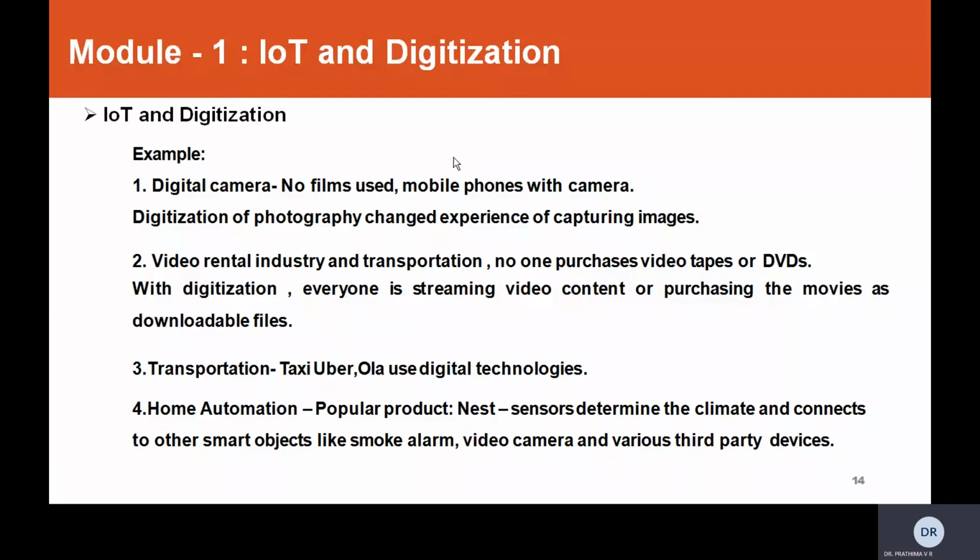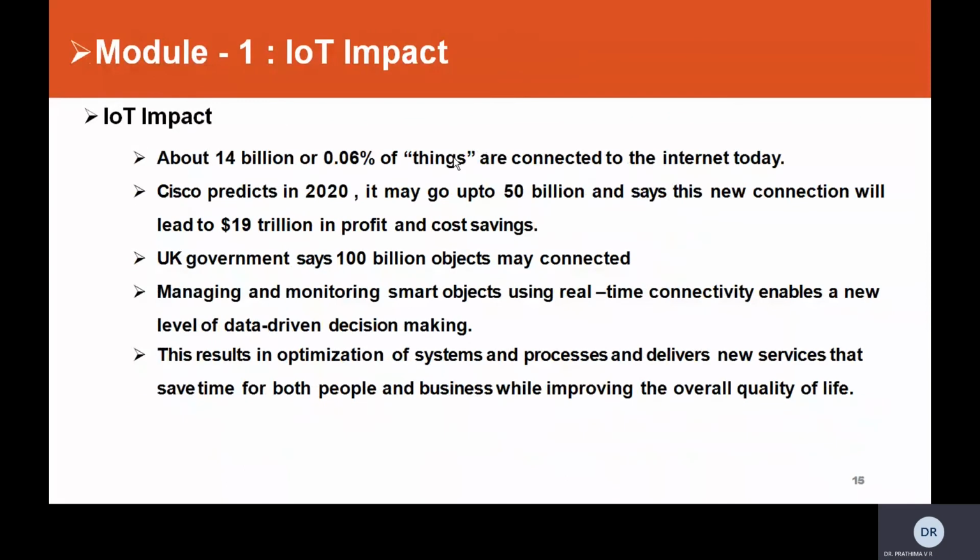And all these applications which I have taken as case studies aim at making the life of people smarter and easier to live. It is estimated that IoT will have a lot of impact in the coming years, and IoT would provide all those essential services to people and businesses by improving the quality of life. IoT also aims at managing and monitoring smarter objects using real-time connectivity, and it enables a new level of data which could be used for data-driven decision making.